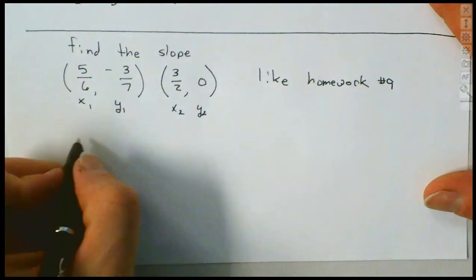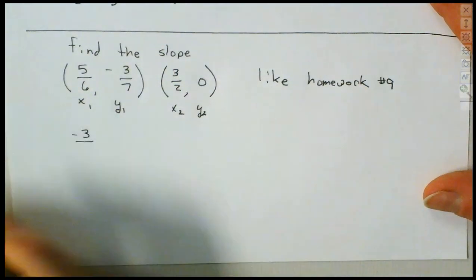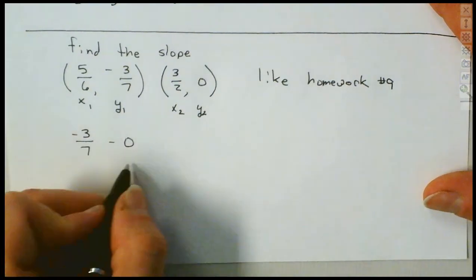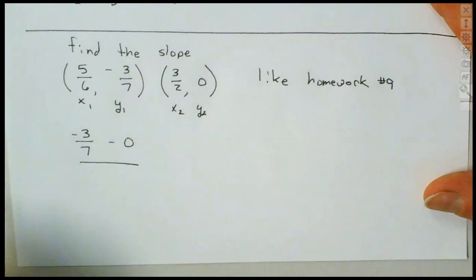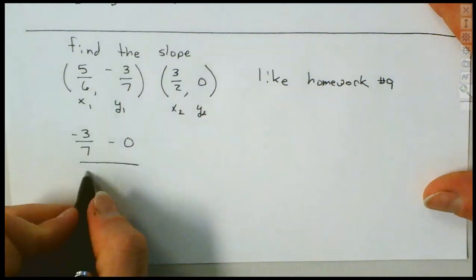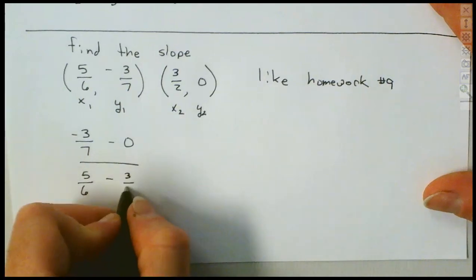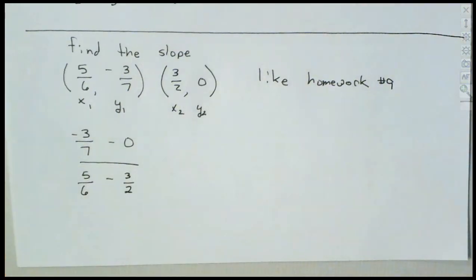Plug the values in, so we have minus 3/7 minus 0, that's your Y part. And for the X, we've got 5/6 minus 3/2. Okay, so just plug the values in.